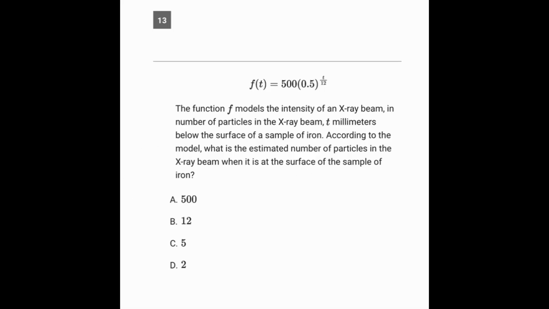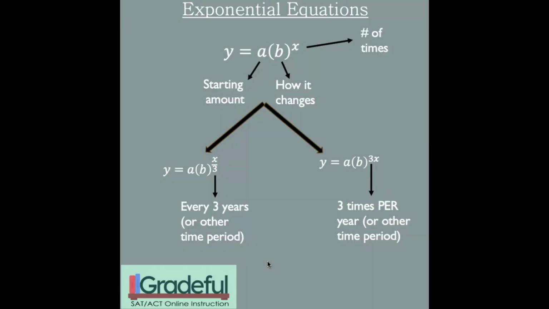Now, moving on to question 13. For this question, you want to know all about exponential equations. So, for exponential equations, you have your basic exponential structure, which is a times b to the x. So, a is your starting amount, b is how it changes, and x is the number of times that all happens.